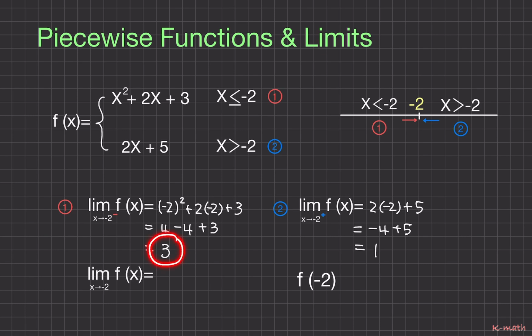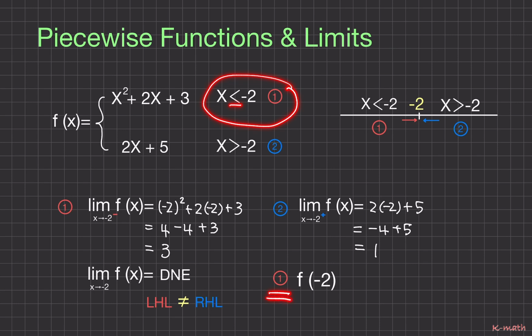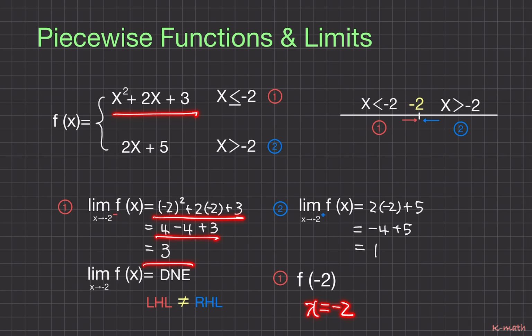The left-hand limit and the right-hand limit are not the same, so the limit as x approaches minus 2 does not exist. Now, what is f of minus 2? We can see the equal sign here, so we just use the first expression. Plug in x equals minus 2. Then, it's the same as the left-hand limit.